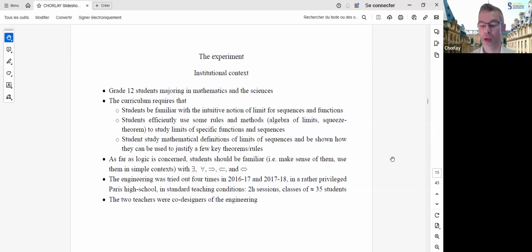So it's not at all the first encounter with the word limits. We're dealing with students who have some familiarity with limits and how things work, but no proofs and no definitions so far. As far as logic is concerned, students should be familiar with quantifiers and standard logical arrows.